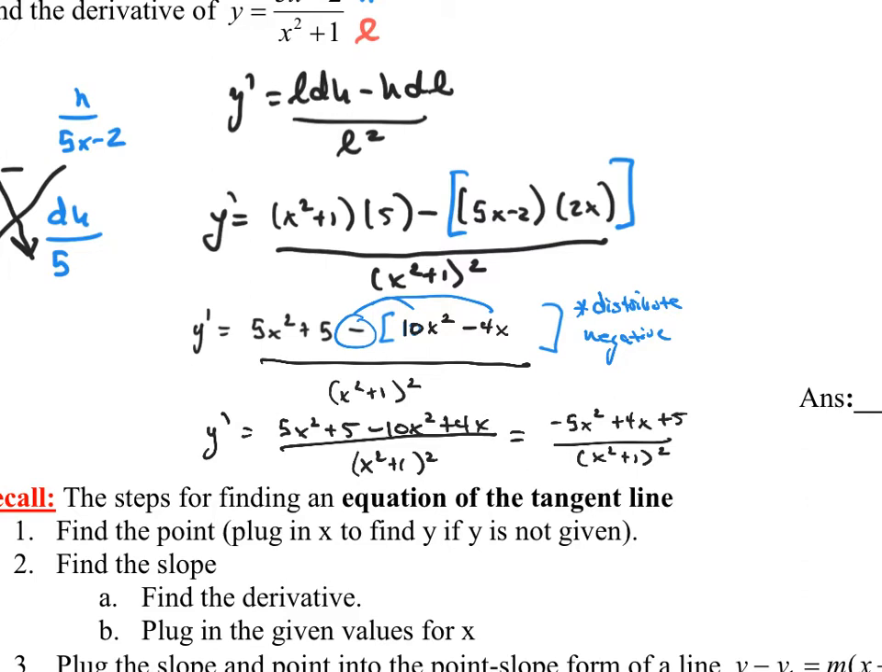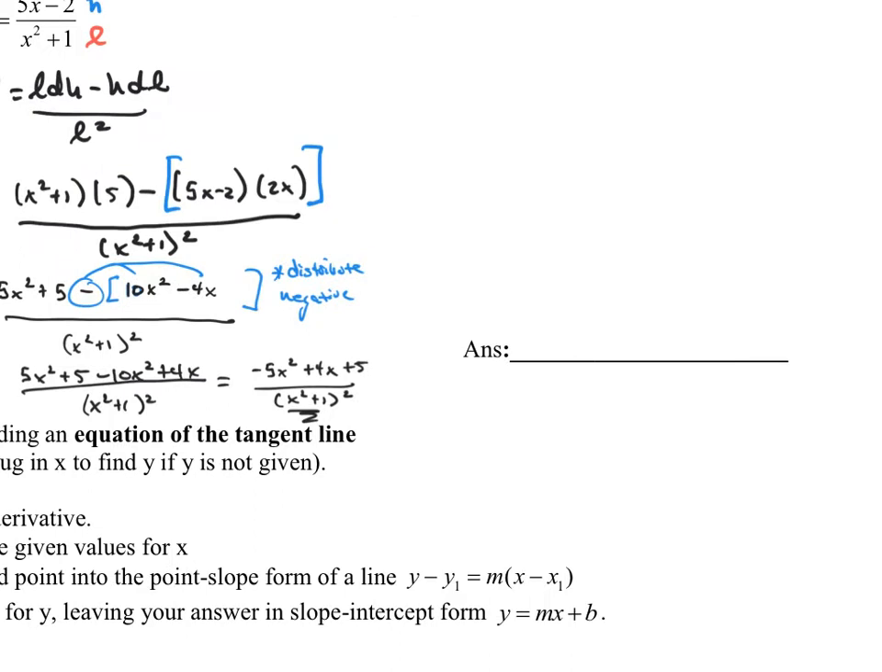So if there was a 5 in common on top and a 5 in common on bottom, I'd have to separate them out, factor them out, and then simplify them. But there's nothing in common, so that is our final answer right there. Let me underline that, and let me be sure to write that answer in the answer blank. So I have minus 5x squared plus 4x plus 5 all over x squared plus 1, quantity squared.